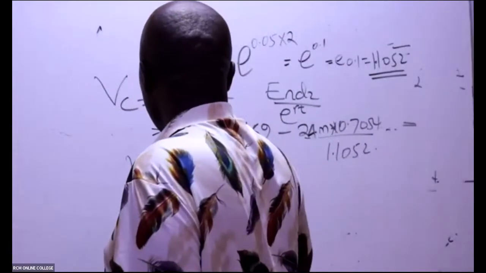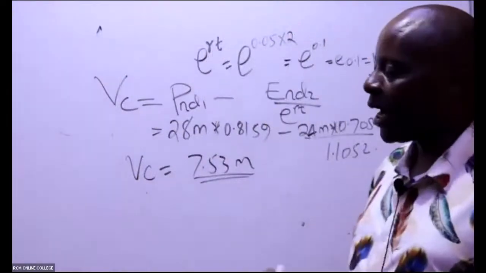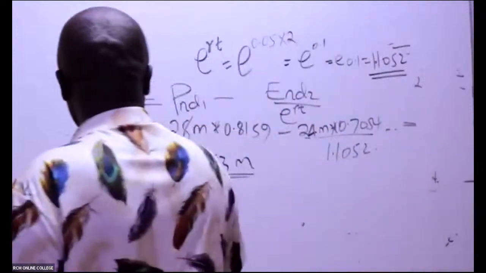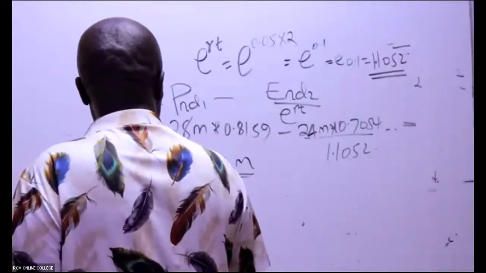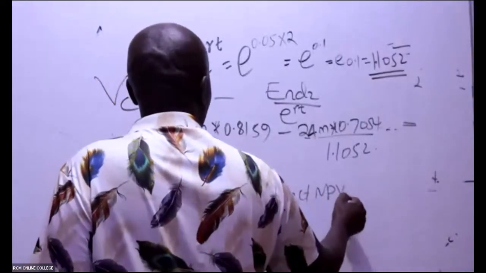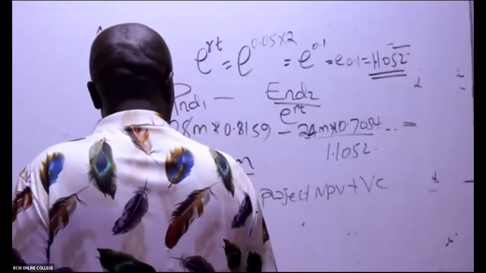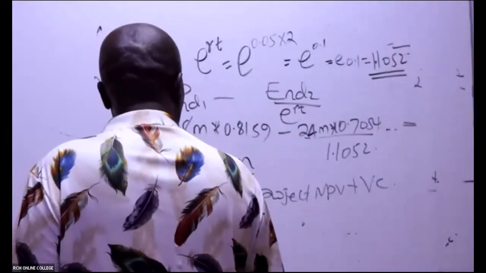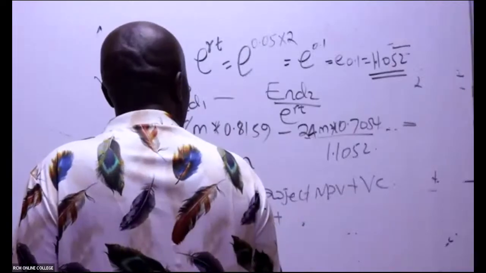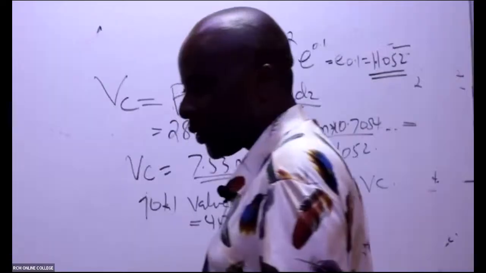So 7.53 million is the value of the call option. And therefore, total value of the project will be the NPV given plus this value of the call. So the NPV up there is 4 million plus this 7.53 million, which will end up giving us something there.